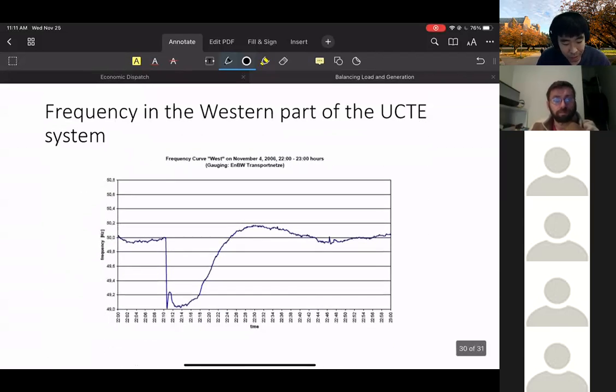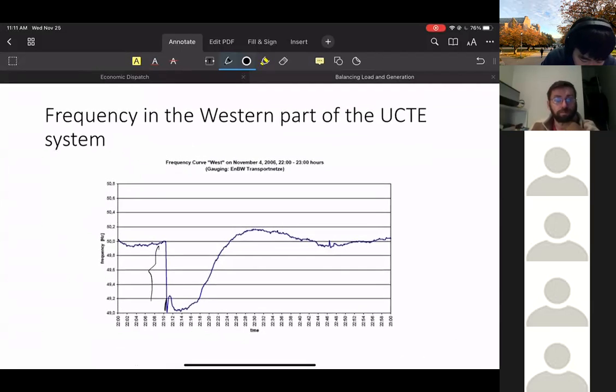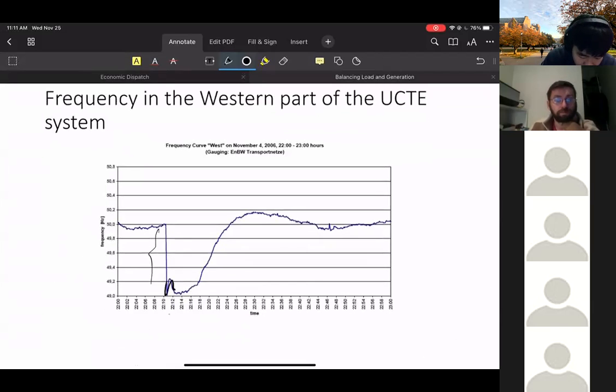The frequency in Western Europe was a bad event. This was a huge drop here. What happened was the frequency recovered a little bit, then started to go down again. So it was not enough generation, and they had to do load shedding. This was actually one of the first times automatic load shedding was programmed into the system. So the system went to load shedding and was able to recover the frequency back up.